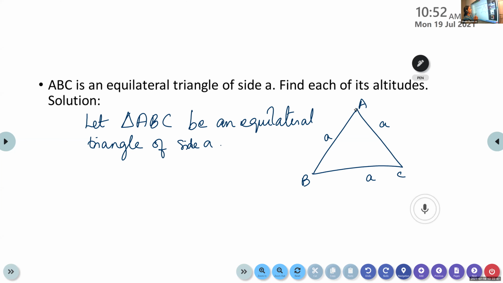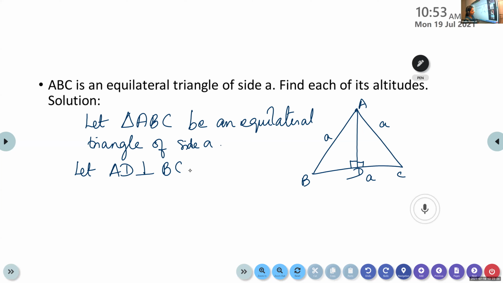Arjun, tell me, what is the altitude? Altitude is the perpendicular drawn from one vertex to the opposite side. So here I am drawing one perpendicular. Let AD be perpendicular to BC. Let AD be the altitude, and AD is perpendicular to BC. Now note the next point.